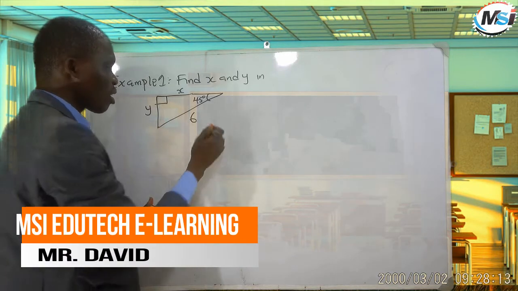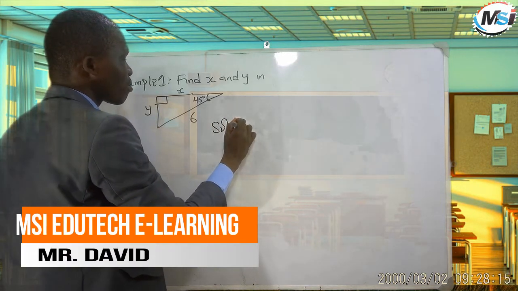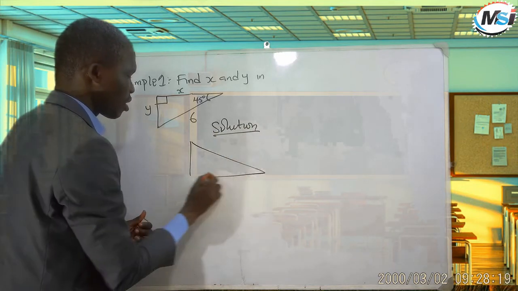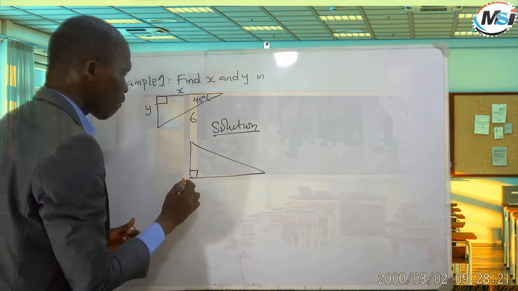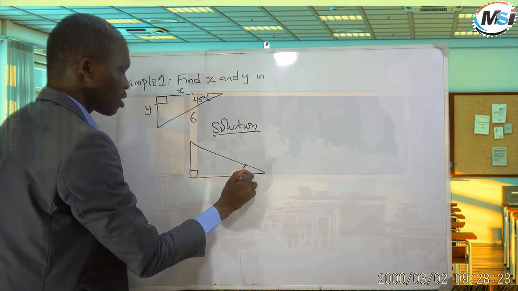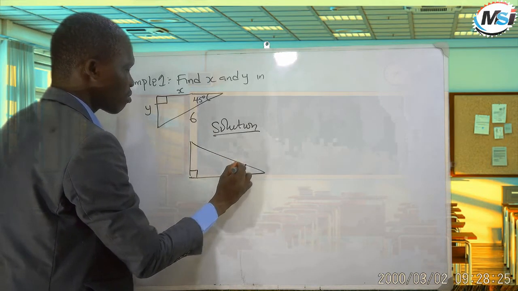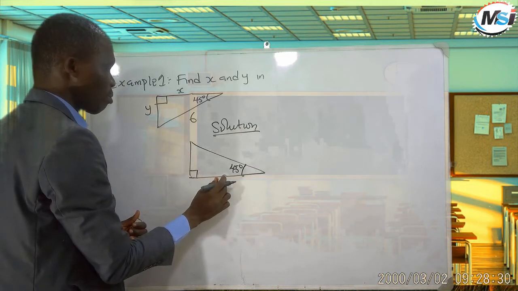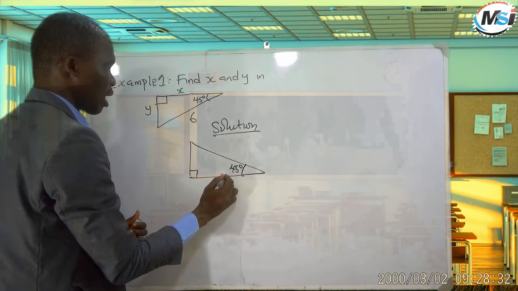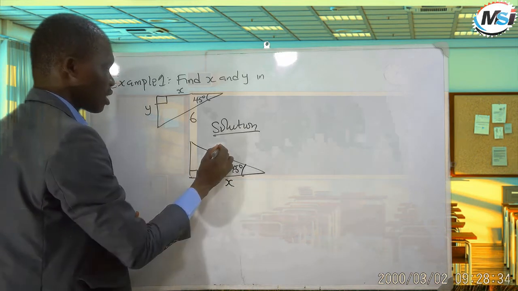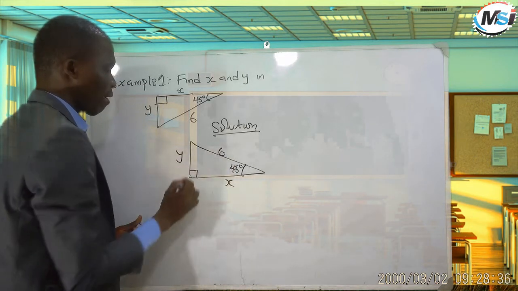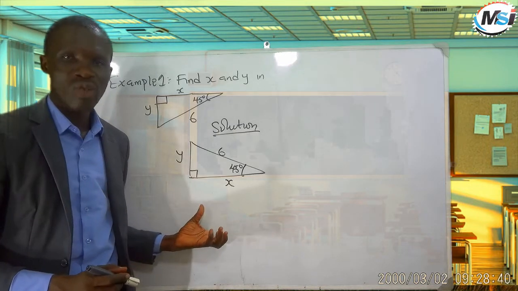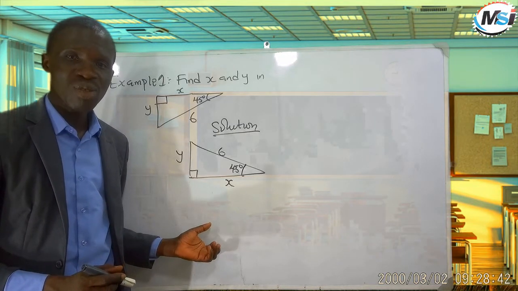When you reposition this, you are going to have something like this. This is angle 45 degrees, and this will be x, 6, and y. Now from here you can think of SOHCAHTOA. I believe you still remember SOHCAHTOA.